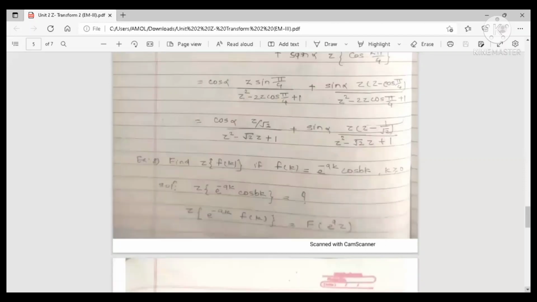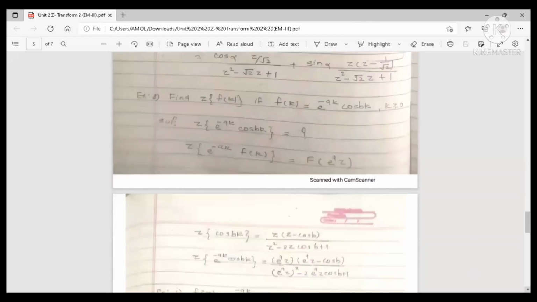Next example. Find the Z transform of f of k if f of k is equal to e raised to minus ak into cos bk. So, what is the Z transform of this sequence? The product of two sequences, e raised to minus ak into cos bk. Now there is one formula: Z transform of e raised to minus ak into f of k is equal to F of e raised to a into z. This is the Z transform property for a standard sequence.